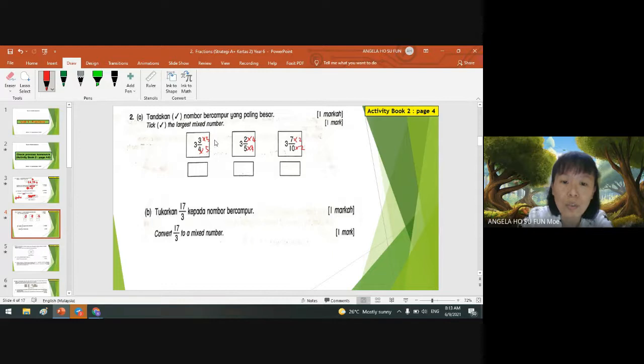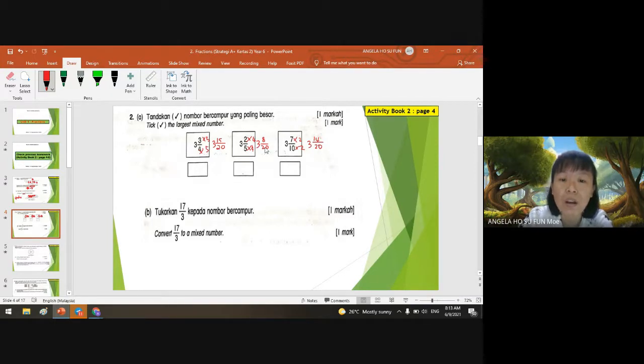So you get this one become 3, 3 times 5 is 15, so this is 15 over 20. Here, you write down the whole number 3. 2 times 4 is 8 over 20. Then this one also, write down the 3 at the side. 7 times 2 is 14, so 14 over 20. So now you compare.